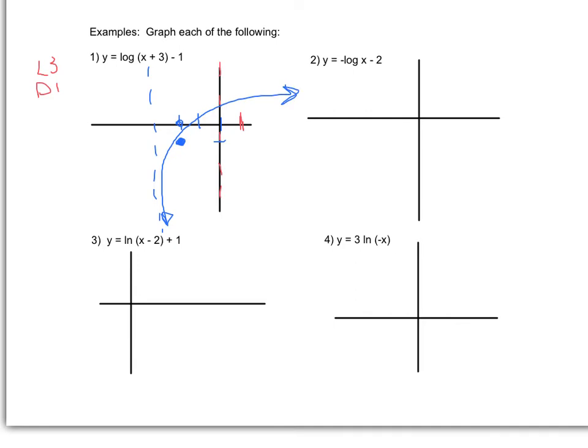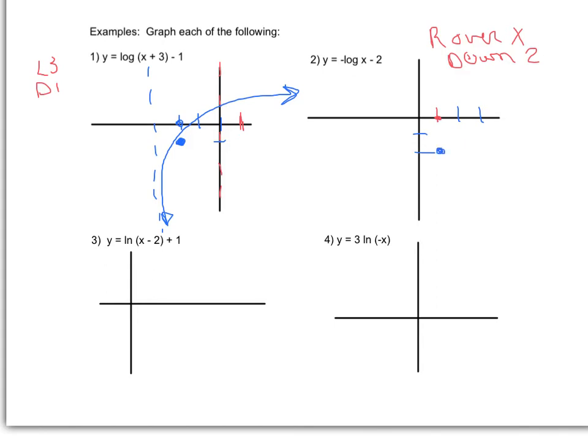Looking at the second one, now I see I have a negative out front, so I want to reflect over the x-axis. I also want to go down 2. I know that that's being subtracted on the outside because if it was on the inside of my function, I would have parentheses similar to what I have on number 1 there. So I know that my intercept is typically right here. Oh, I'm sorry, it goes down 2, not right 2. Down 2. It should be right here.